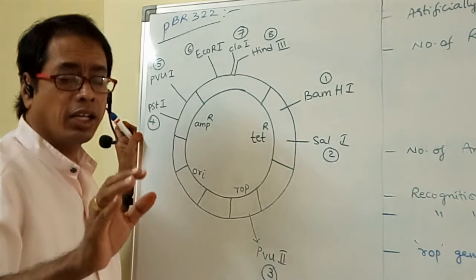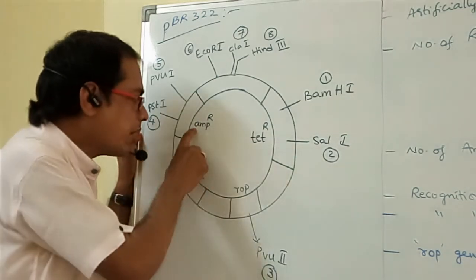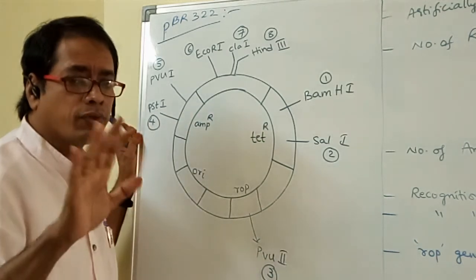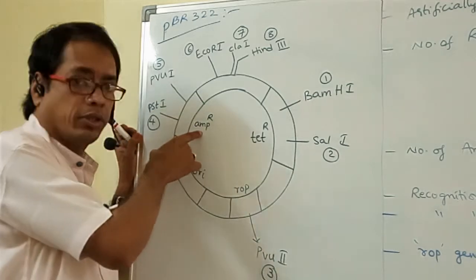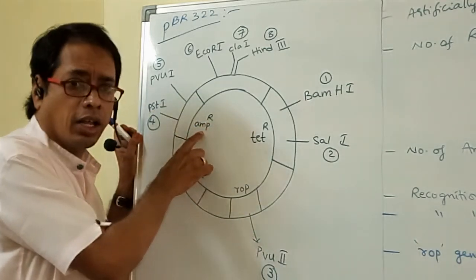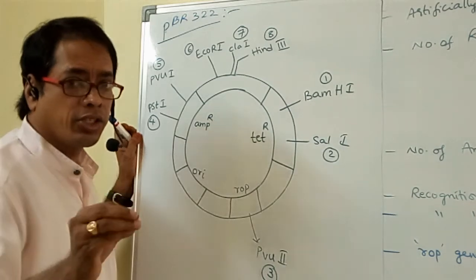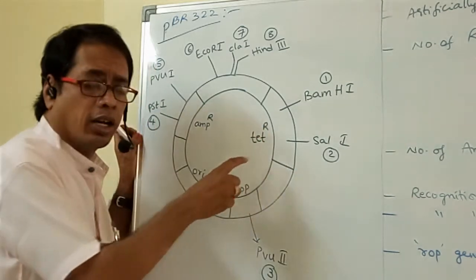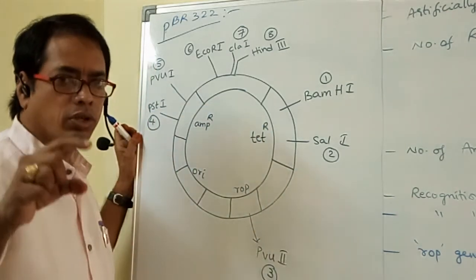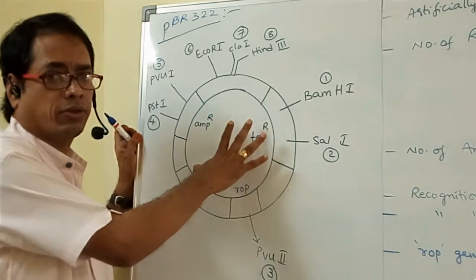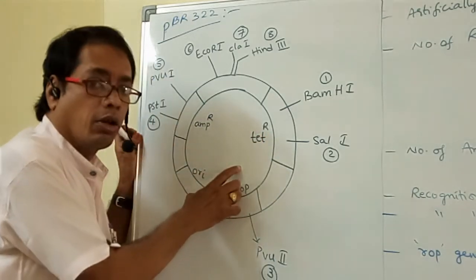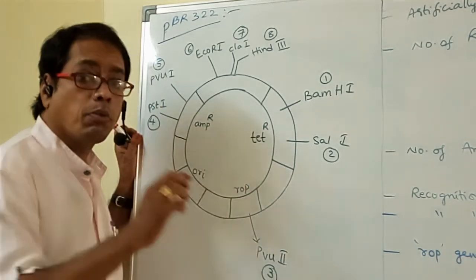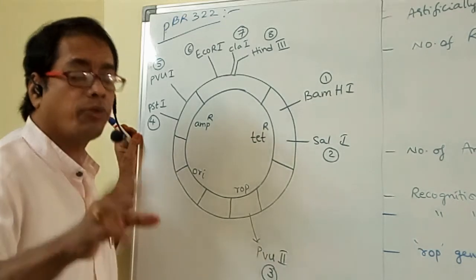Tetracycline R means, is the tetracycline gene useful for synthesis of tetracycline? No. It is useful for tetracycline resistance. This ampicillin resistant gene is useful for ampicillin resistance, not for synthesis of ampicillin. So the AmpR gene is useful for ampicillin synthesis, false. Ampicillin resistance, true. The TetR gene is useful for tetracycline resistance, true. Tetracycline synthesis, false. Okay. This rop gene codes for proteins involved in replication of the plasmid.